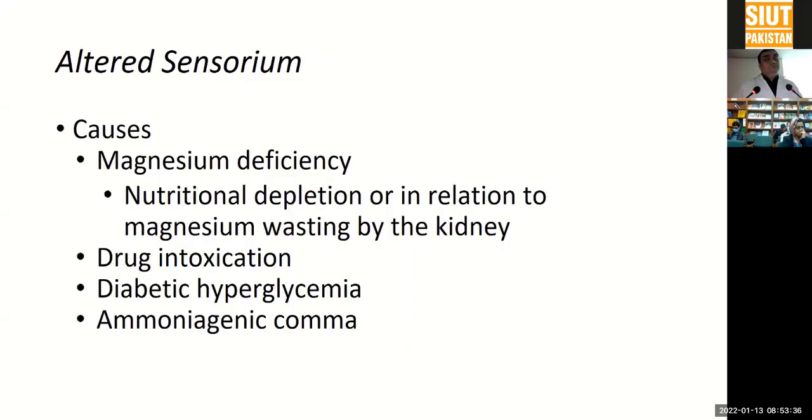Altered sensorium. The altered sensorium can be associated with magnesium deficiency, which could be due to nutritional depletion or in relation to the magnesium wasting by the kidney. Drug intoxication: these drugs are those which are excreted unchanged by the kidneys but are reabsorbed by the interposed segment of the gut. And altered sensorium can be due to diabetic hyperglycemia, due to the excessive absorption of glucose by the gut, and the ammoniagenic coma, which we have discussed.